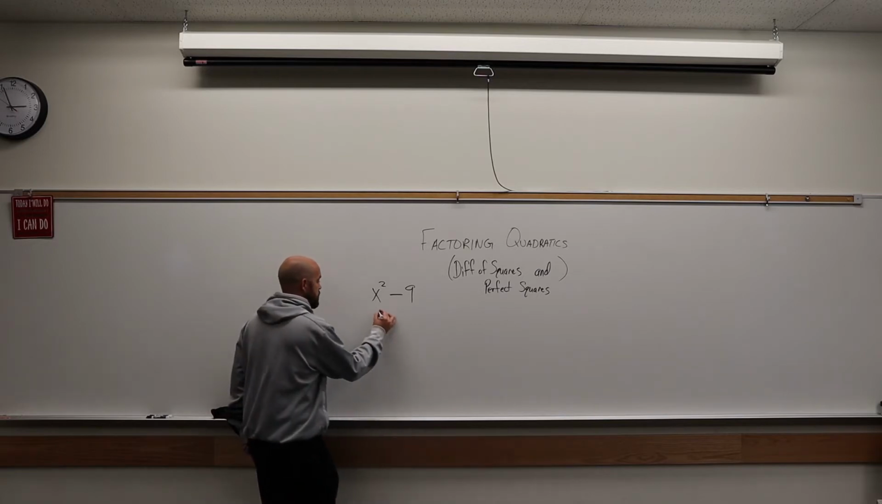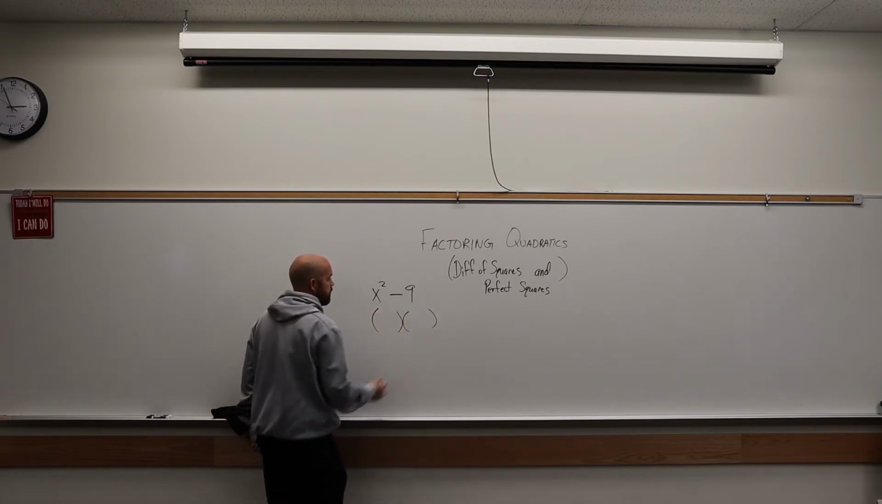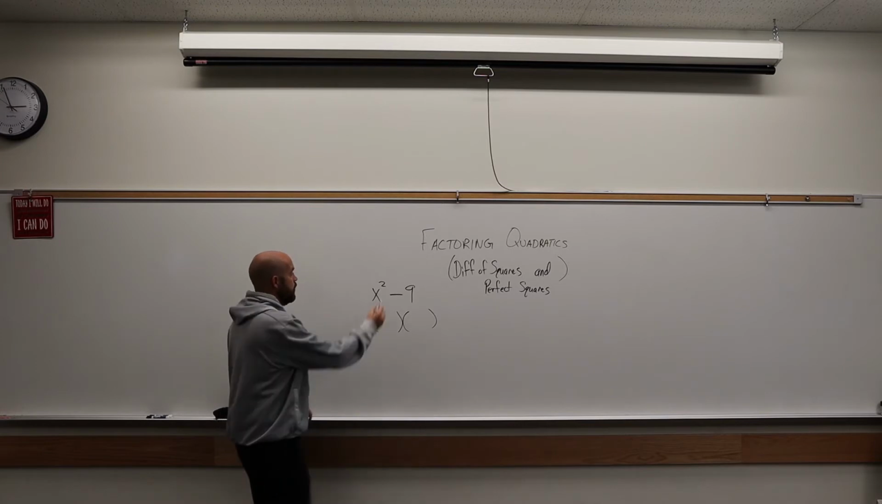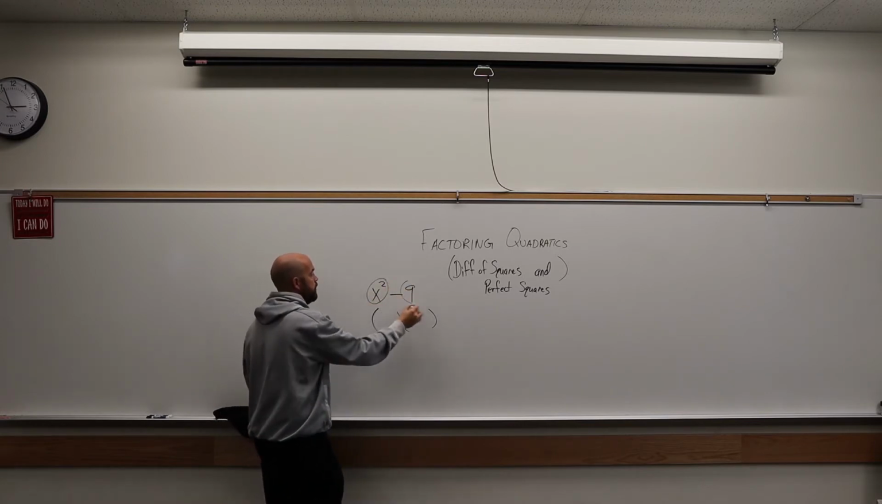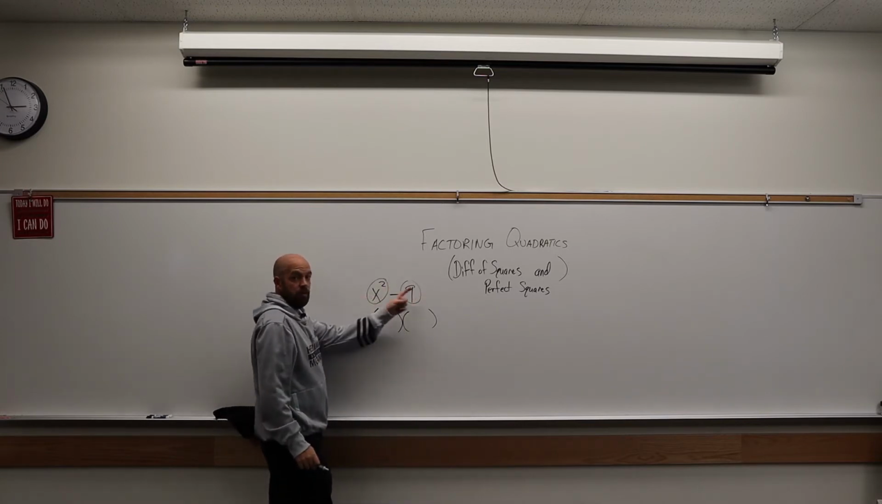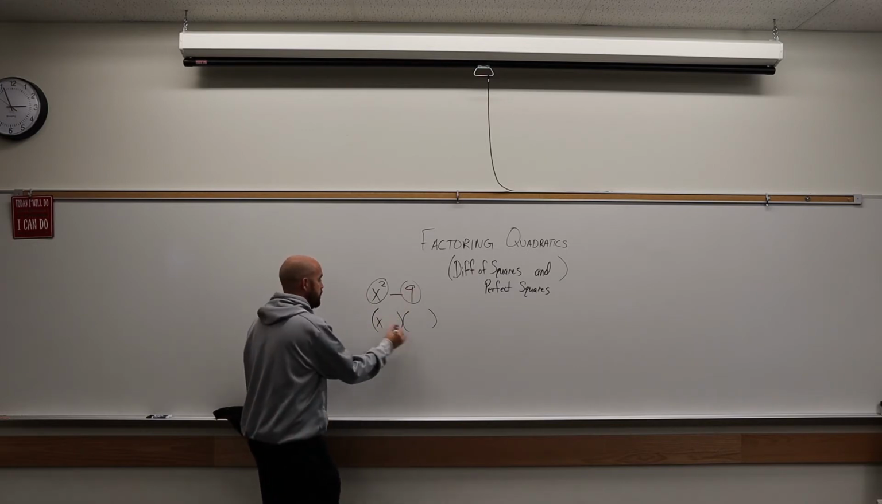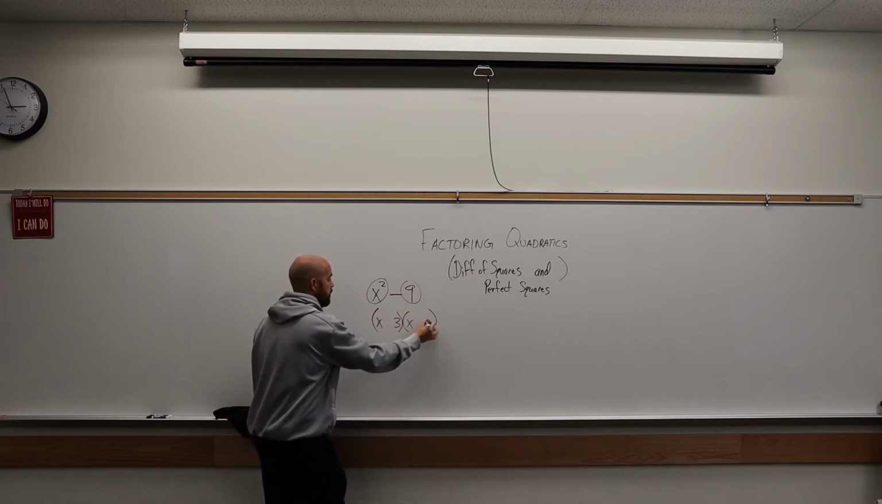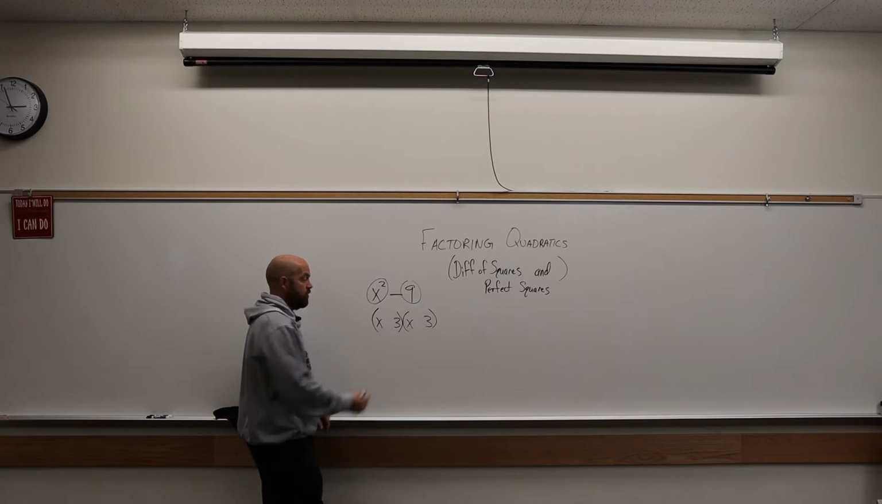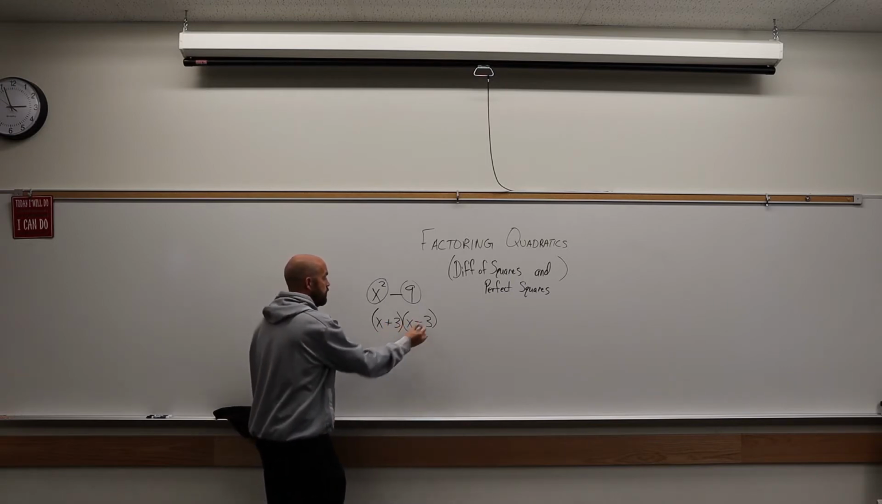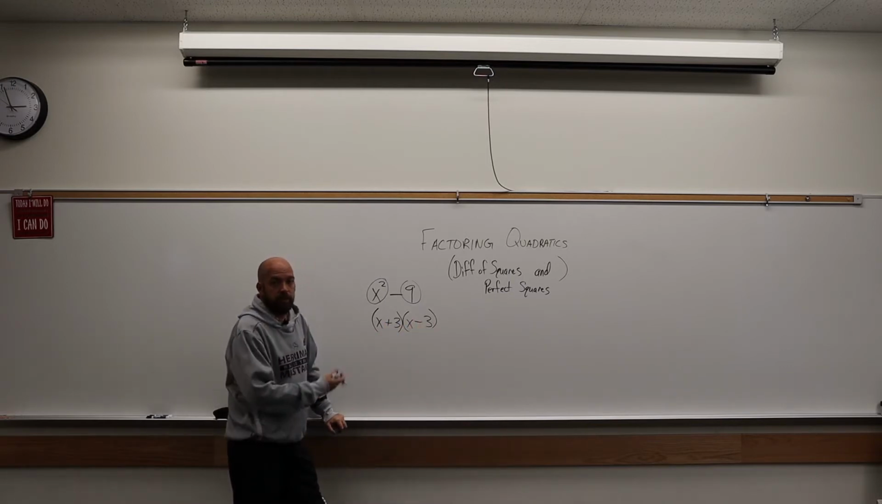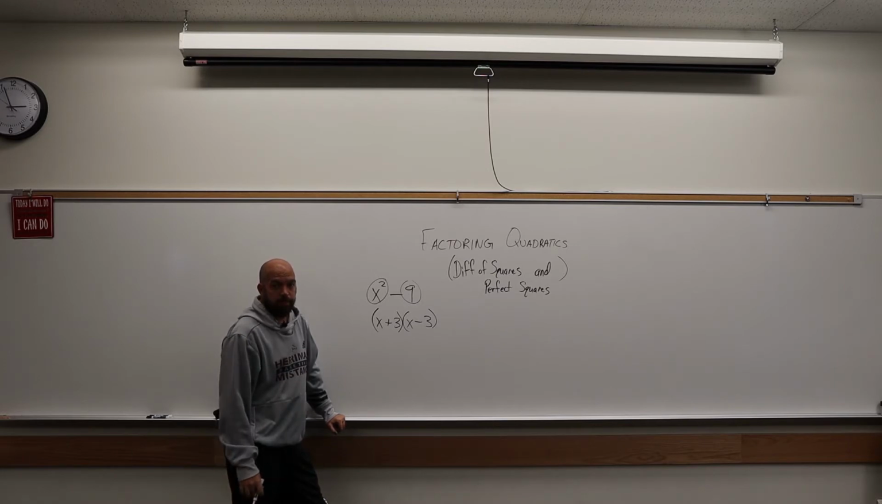So the answer for difference of squares, I just go straight to my answer. What you do is you take the square root of both pieces. So I have an x and a 3. I'm going to put those in here. I have x and 3. One of the answers is going to be a plus. One of them is going to be a subtract. And that's it. Pretty slick.